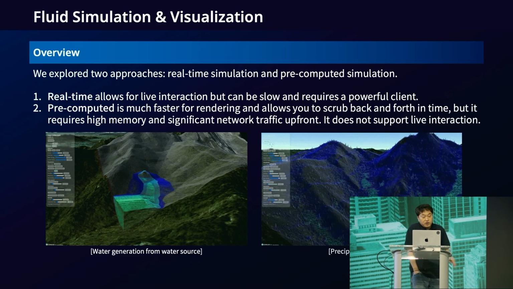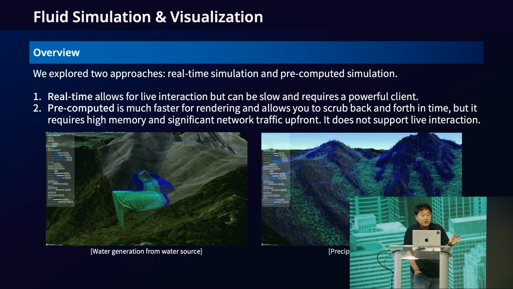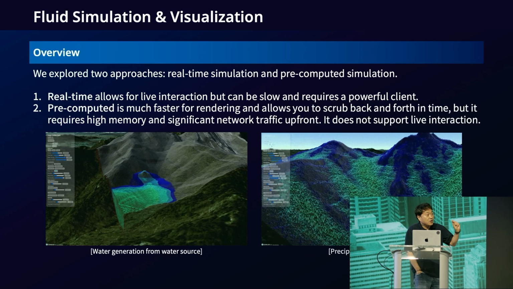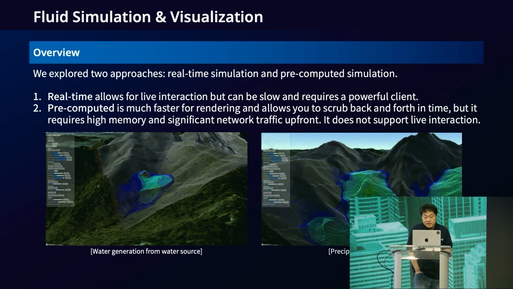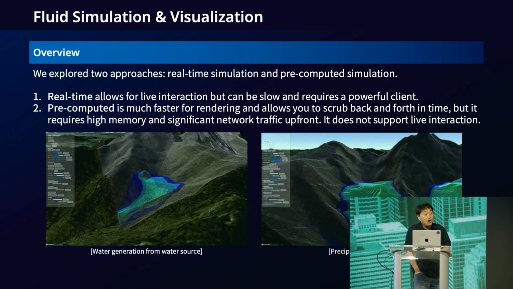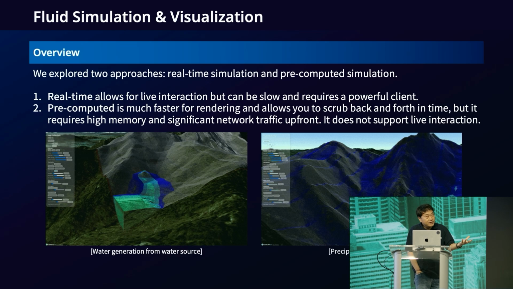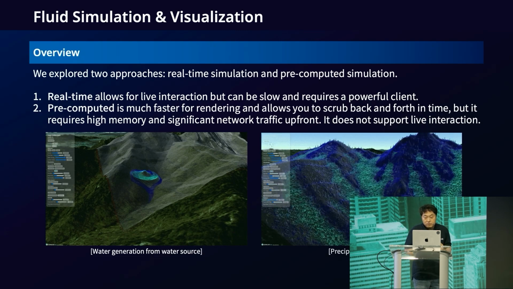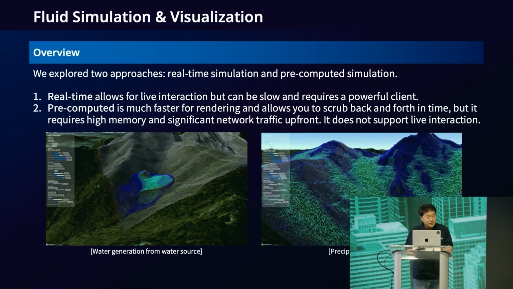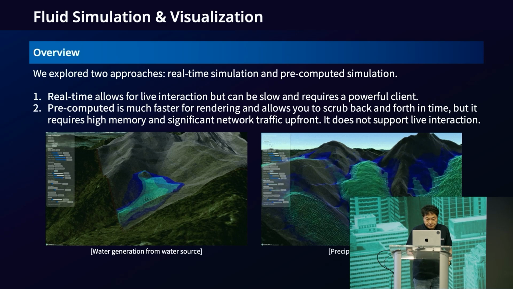Real-time simulation allows for live interactions, but can be very slow, because our web browser calculates many things on the client side, so it also requires a powerful client. And the pre-computed one, we can pre-compute the simulation data, and then we can take the data from the server, and we can render the data using CesiumJS.